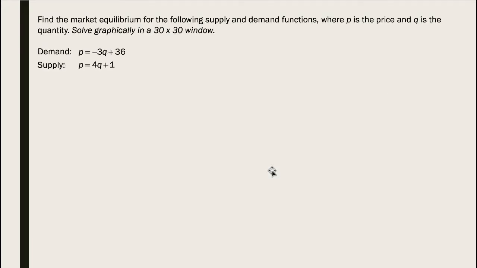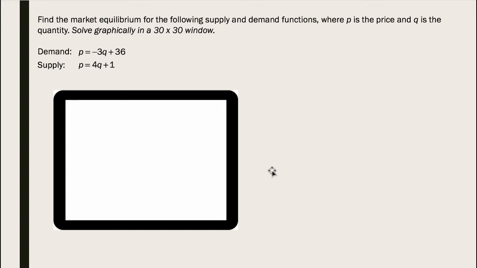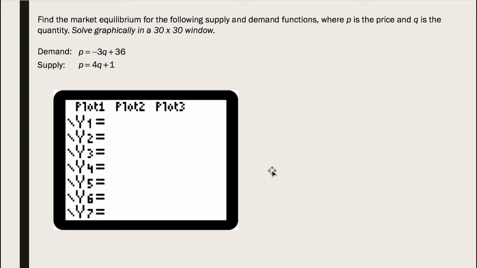Let's take a look at an example. We want to find the market equilibrium for the following supply and demand functions, where P is the price and Q is the quantity. And we're going to solve this graphically in a 30 by 30 window. To solve this graphically, the first thing we need to do is input both of the equations. So we're going to go to y equals. In y1, I'm going to put the demand function using x as my input variable: negative 3x plus 36. And y2 is going to be my supply function, 4x plus 1.